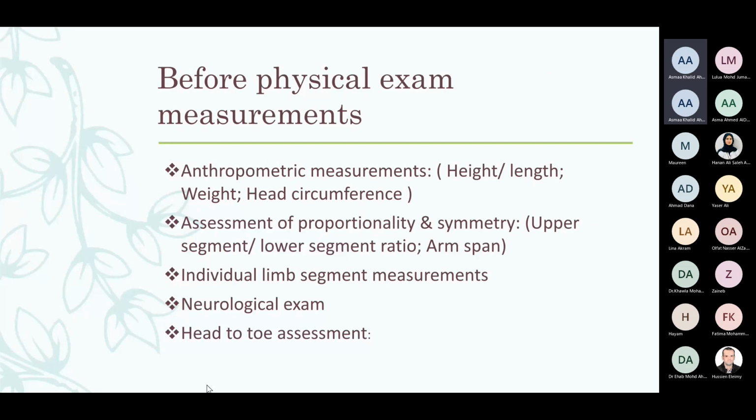Before you go to the physical exam, you have to make sure that you took all the measurements: the height, the length, the weight, the head circumference. You see the proportionality and asymmetry, the upper segment to lower segment ratio, and the arm span. It will be important, especially in skeletal dysplasia. Then individual limb segment measurement, and you have to go for the neurological exam and head-to-toe assessment.